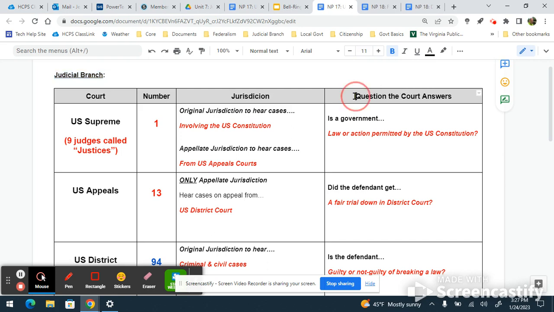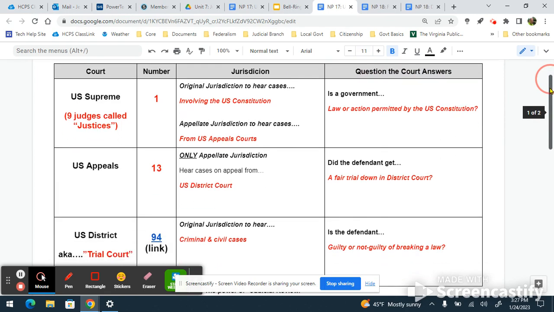Now, a way that I like to think of judicial branch is that the job of the courts that make up the judicial branch is to answer questions. That will be a theme throughout our judicial branch unit. The courts answer questions. Well, the federal judicial branch is made up of several different types of courts.